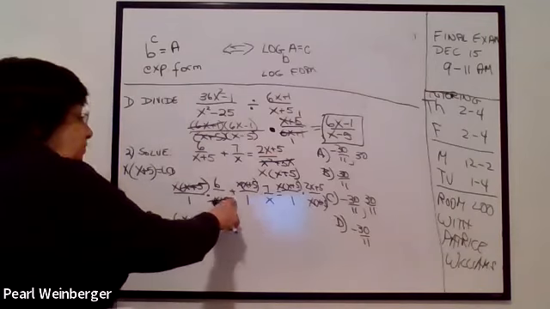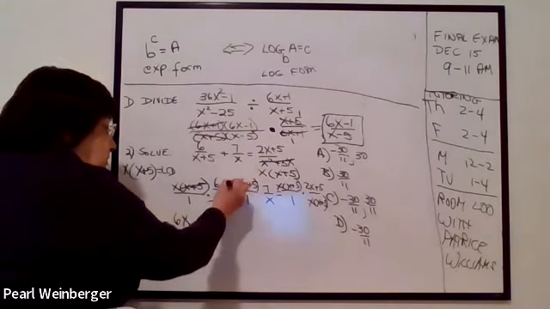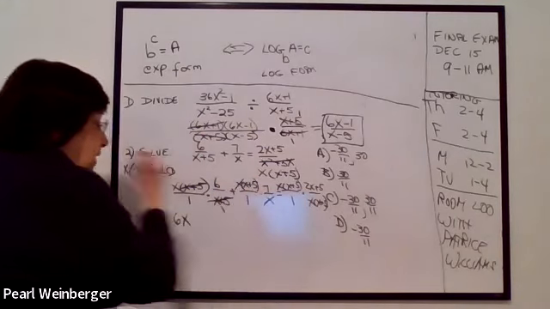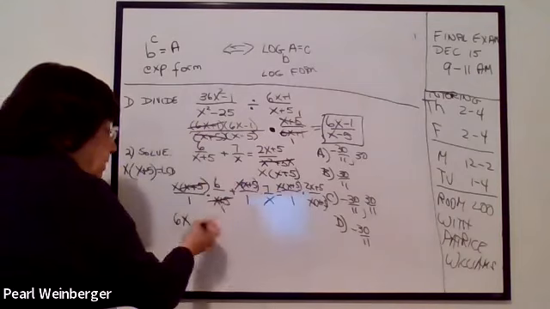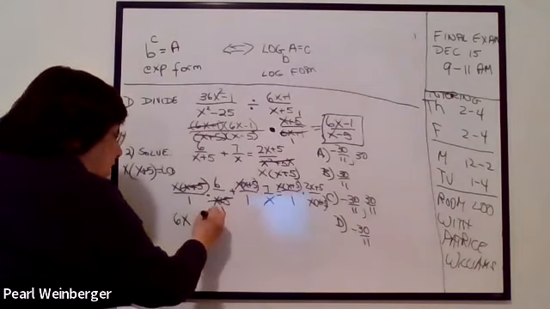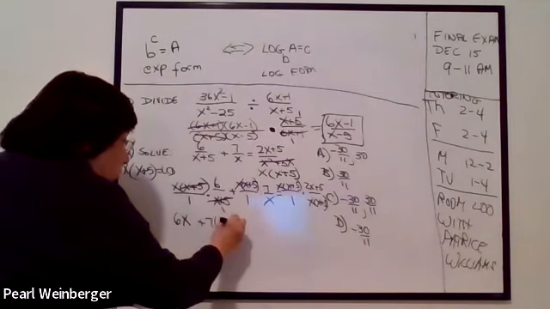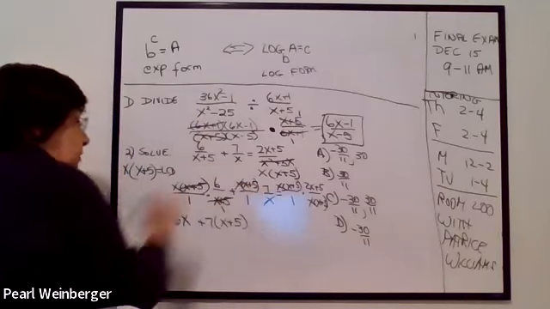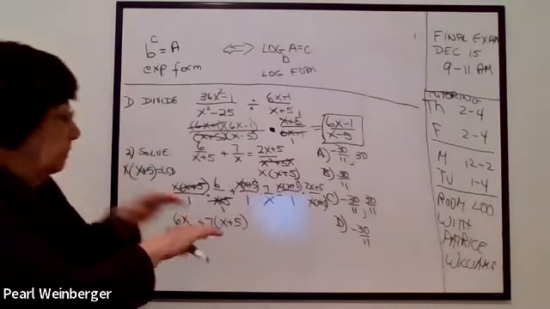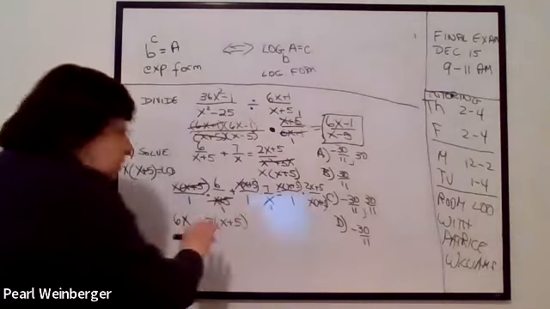In the second fraction, I have an x that I'm canceling out with an x, and I'm left with the 7 and the x plus 5. These are the two things I'm left with. Notice my denominators all disappear.